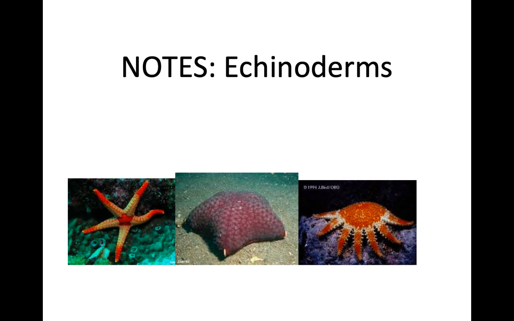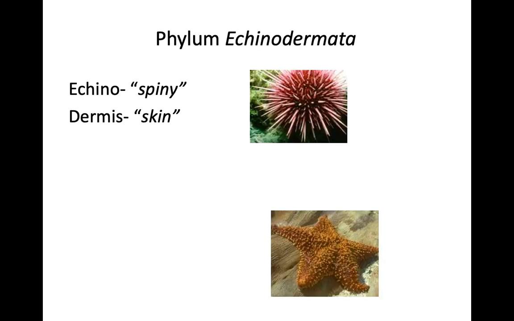So echinoderms, the full phylum name is Echinodermata. And Echinodermata, if we broke it down, actually gives you a good indication of a main characteristic of all echinoderms. Echino means spiny or prickly, and dermis means skin. So that just basically means prickly or spiny skin.